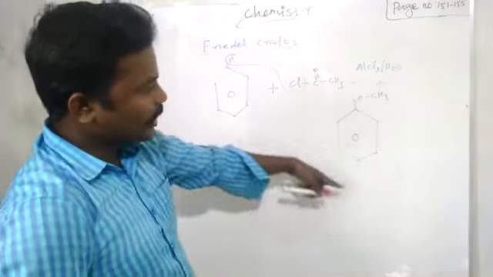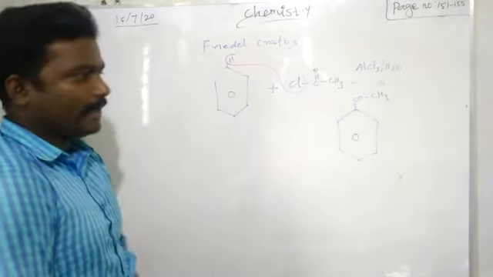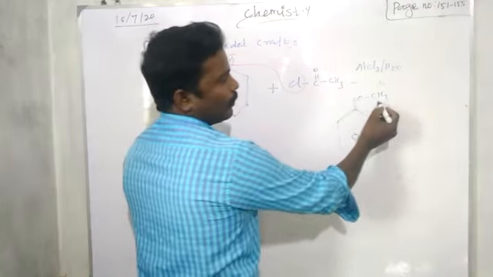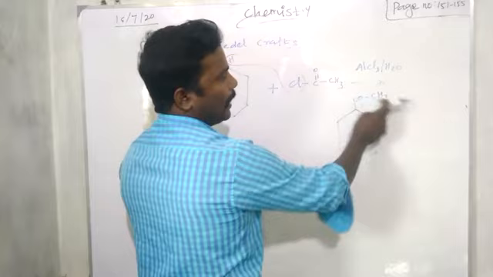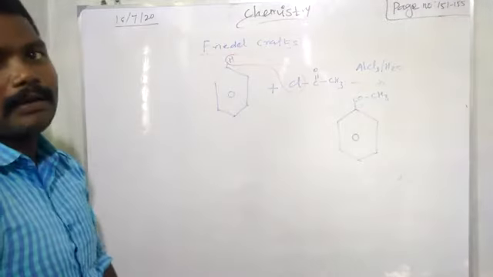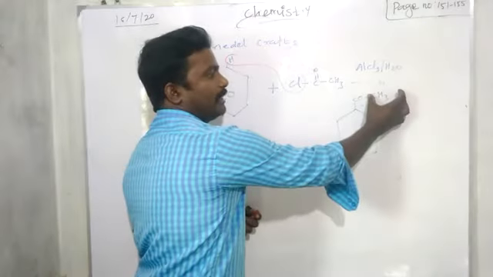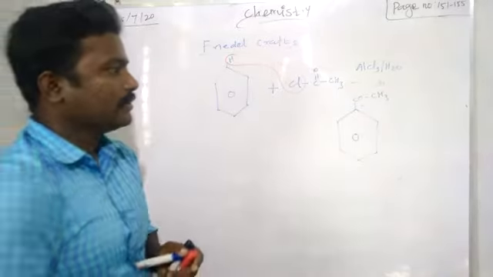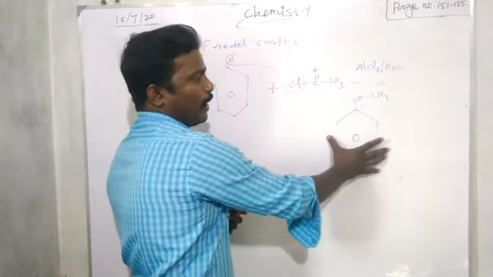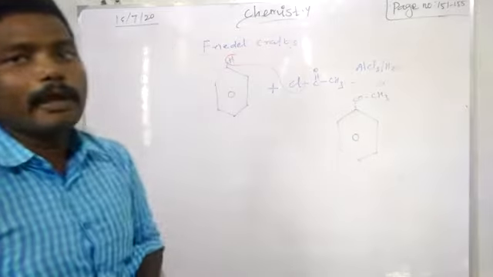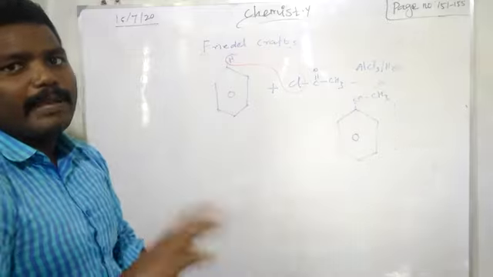We already wrote the IUPAC name of this compound. What is that? Acetophenone. Okay, then 1-phenyl-1-methyl ketone, that is methanone, that is also another name. 1-phenyl, one is the branch, one is the parent chain, so 1-phenylethanone, right?